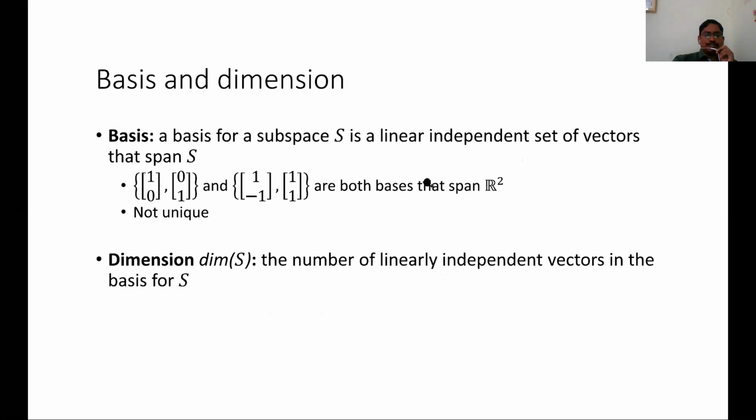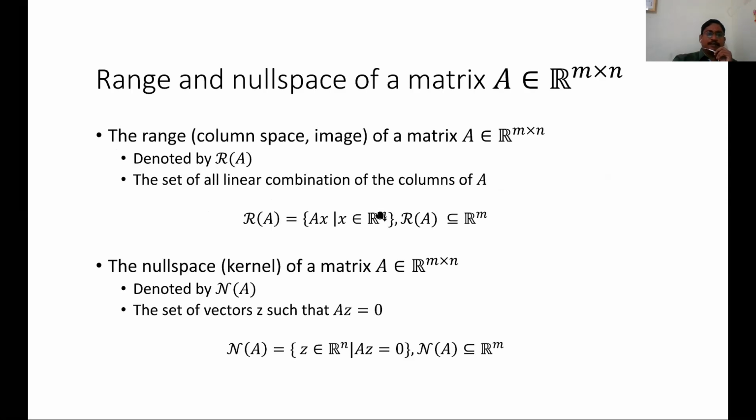Basis and dimensions. What is a basis? Suppose the subset S is linearly independent and it spans your vector space V, then that set S is called a basis for this space. And the number of linearly independent vectors in the basis is called the dimension of that vector space. These are all things you know about basic linear algebra, I think.